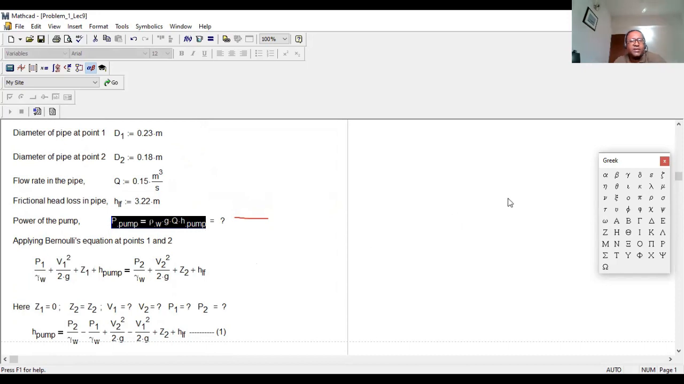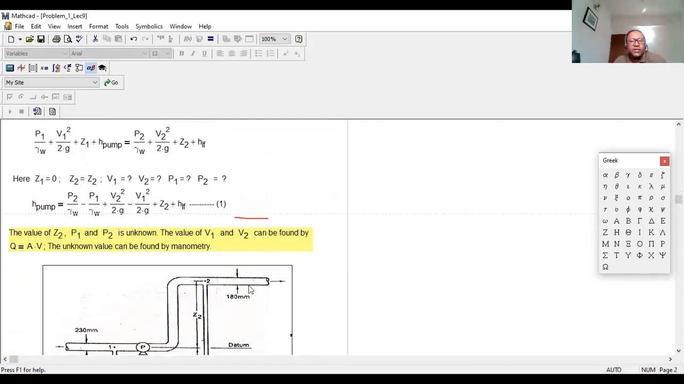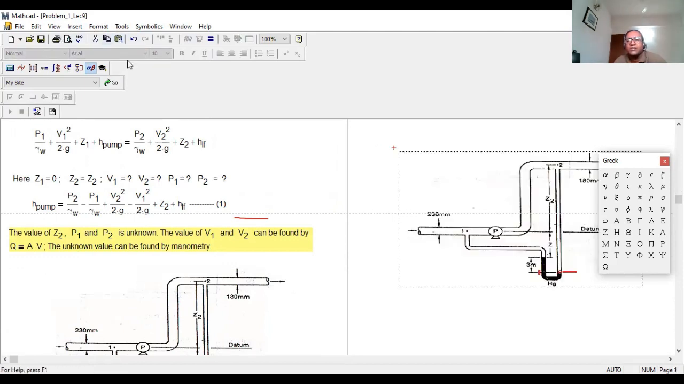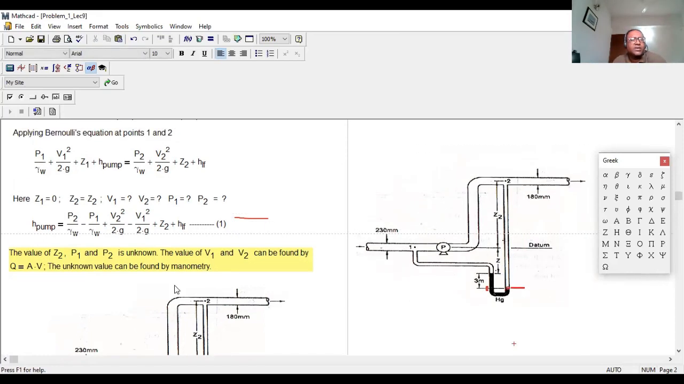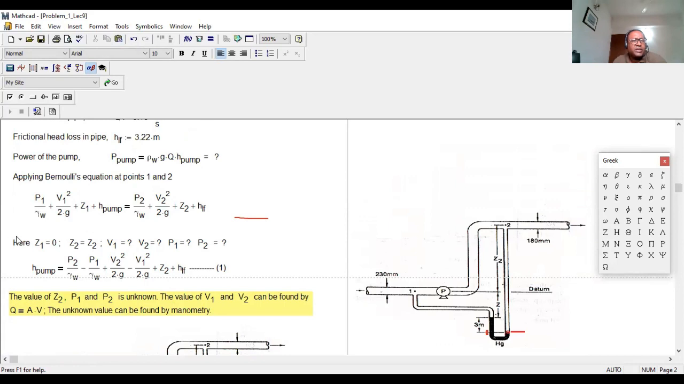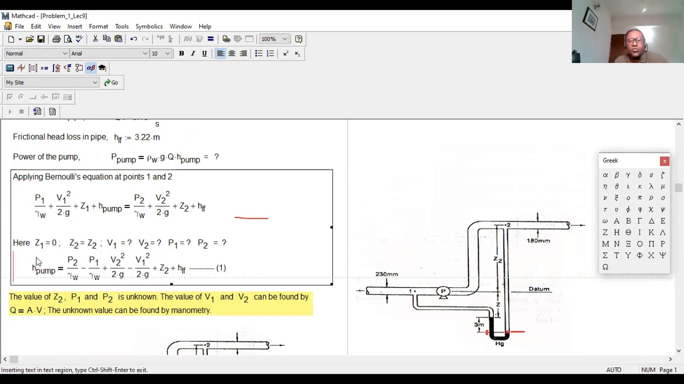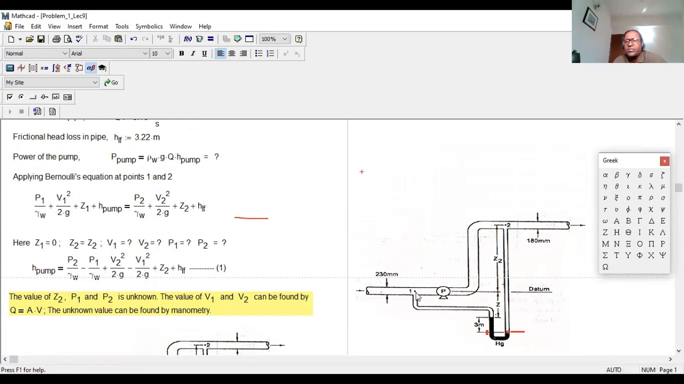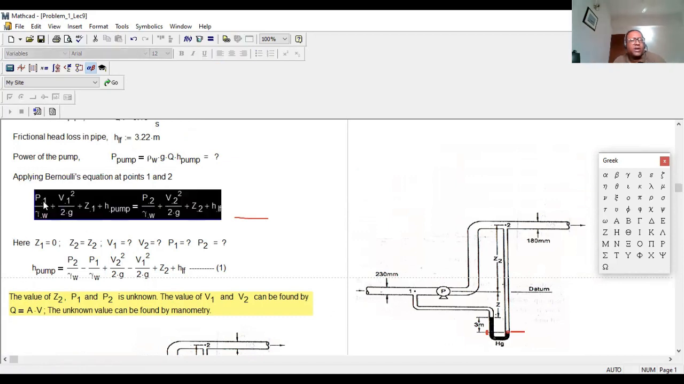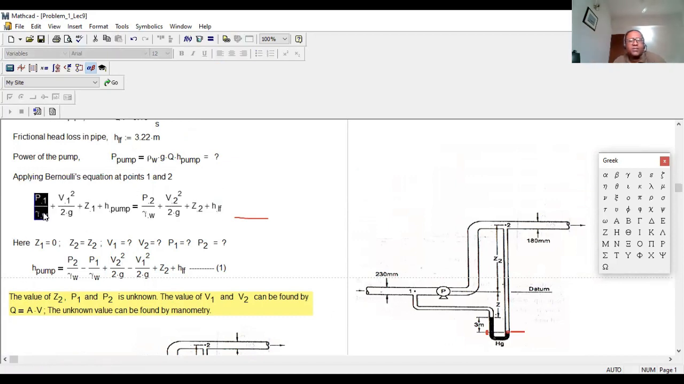Now, if I make a copy of this figure, okay, we can check it right over here. So we'll apply Bernoulli's equation between point 1 and 2. So first apply at point 1. So P1 by gamma, this part, P1 by gamma, V1 square by 2G plus Z1. Obviously Z1 will be 0 because this is the datum reference line.